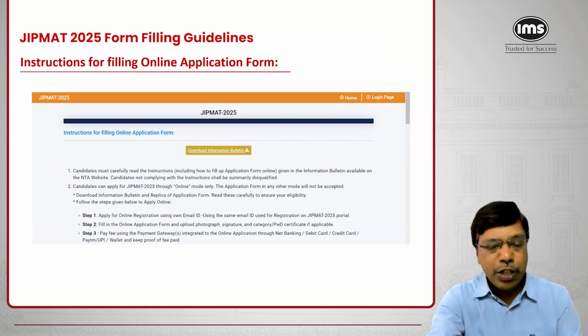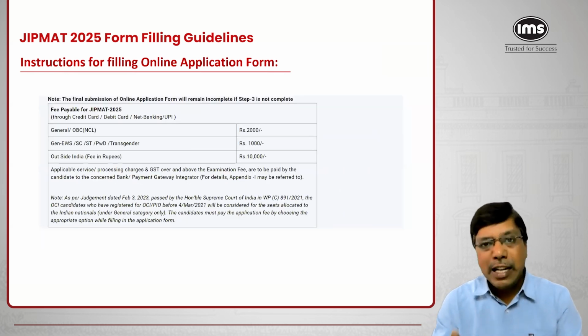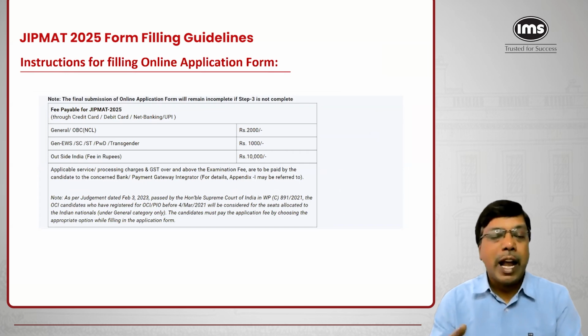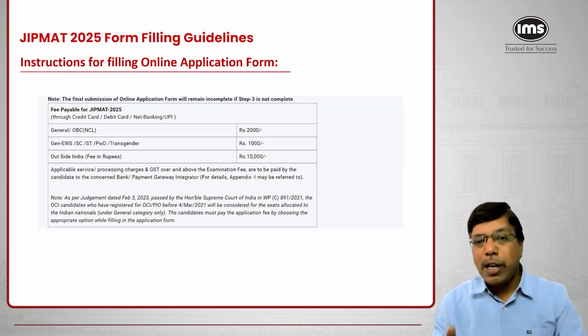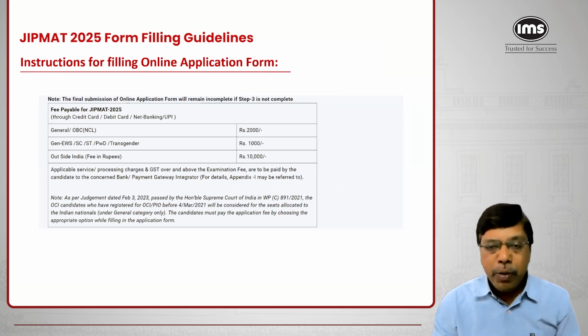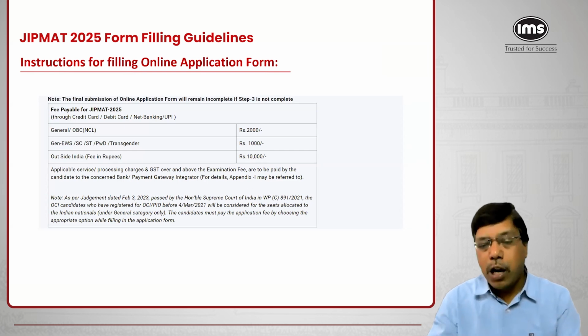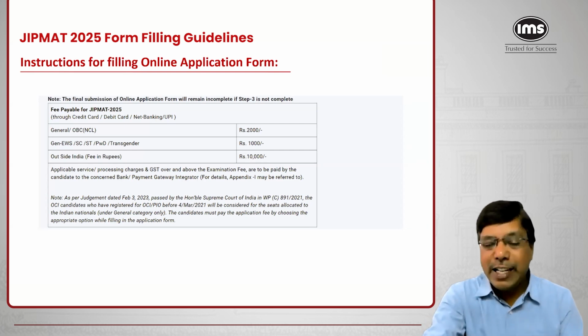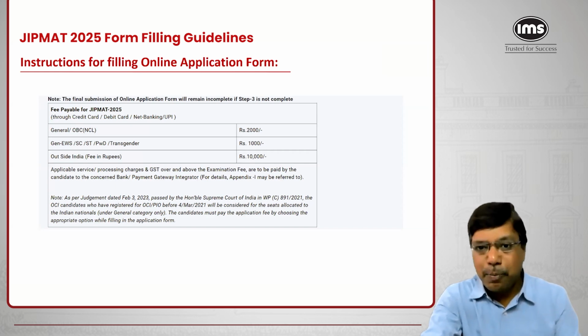Now, once you go through the instructions, you'll also see the application fees category wise. Depending on the category you belong to, kindly keep the required amount ready. The payment is to be done online via credit card or debit card or net banking or UPI. But see to it that you have the required details for the payment handy.